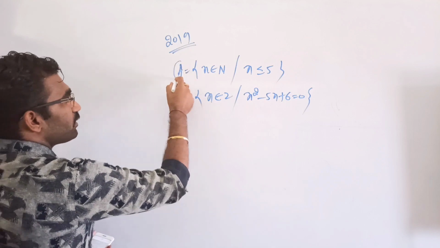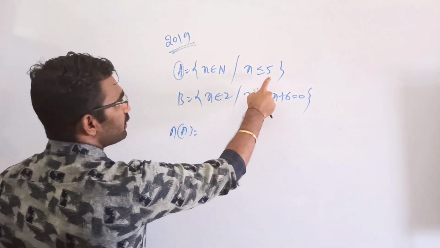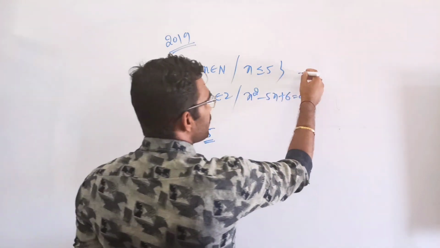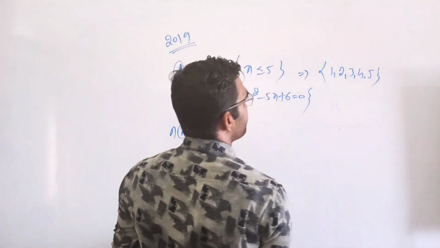I want the number of elements present in the set A. Natural numbers less than or equal to 5 means there are 5 elements. What are those elements? The elements will be 1, 2, 3, 4, 5.